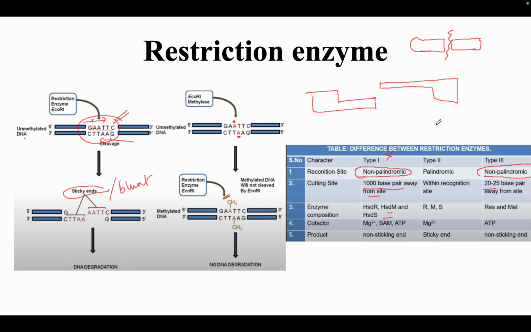So it recognizes the palindromic sequence and it cuts within the recognition site. This is a very important characteristic of type 2 restriction enzymes, that they will cut within the restriction site. And it will give a sticky as well as blunt end, and these are the cofactors which are required for the enzymes.